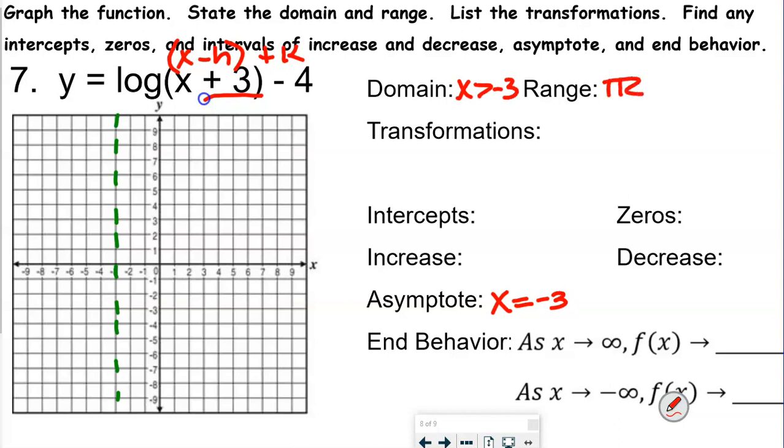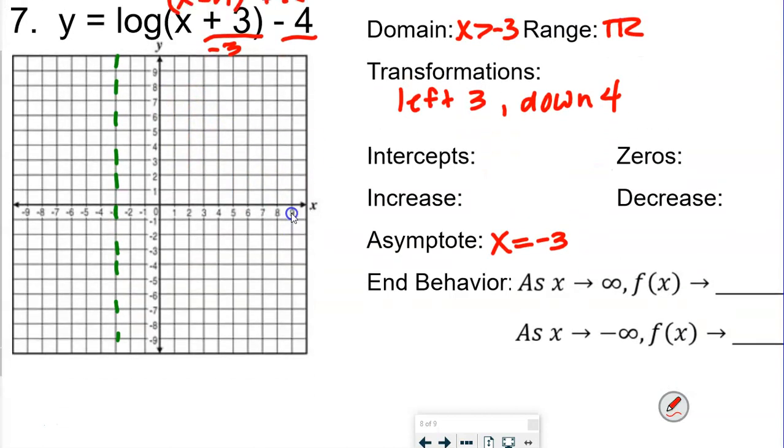Now when we talk about our transformations, obviously that +3 means it's going to go left 3, and then this -4 means it's going to go down 4. Now to find our intercepts, what we know right now is that the graph is going to come in from the bottom and go through the y-axis. So we're going to have both an x- and a y-intercept for this problem. Let's go ahead and solve for that now.